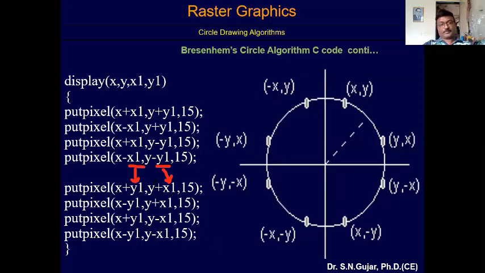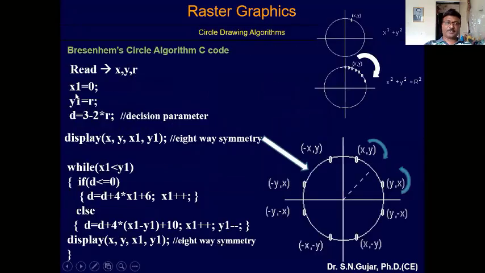Got it? So this is the way that you can write the algorithm. Simple, you have to write. Start by using your xy reading value, and then x1, y1 you have to put 0 and r. First of all, the decision parameter, by default you can consider 3 minus 2r that you have calculated. Now go for xy, x1, y1.